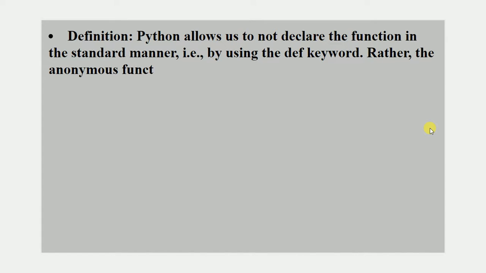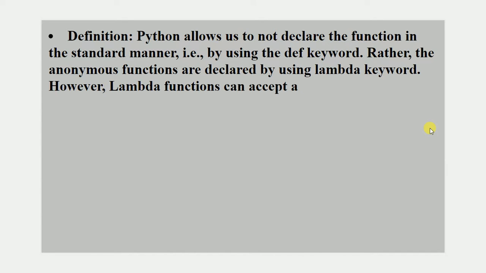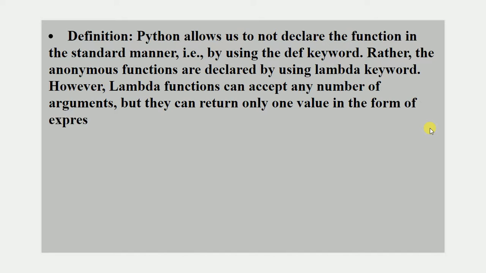Python allows us to declare a function in a non-standard manner. It means you don't need to declare a function using the def keyword. Instead of using the def keyword, you can use the lambda keyword, or you can say you can declare a function as anonymous. An anonymous function is something which has no name.